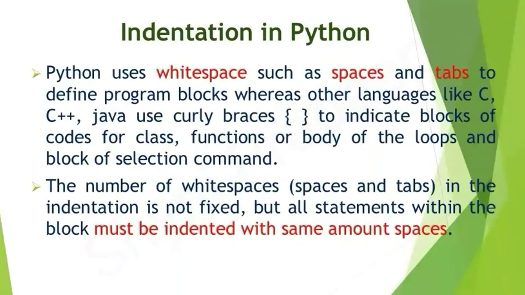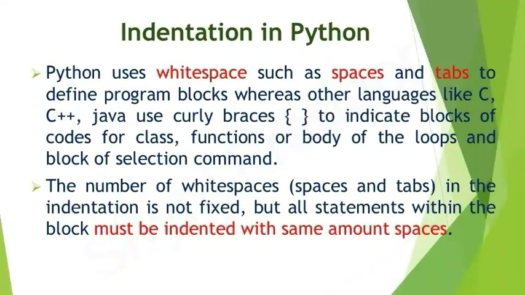Most of the programming languages such as Java, C, C++ use curly braces to define block of codes. What do you mean by block of codes? Block of codes means when we are declaring a class or functions or body of loop, we will use curly braces in these programs. But in Python, no need to give these curly braces. Instead, you have to give white spaces. But you have to give the same amount of white space for all statements.